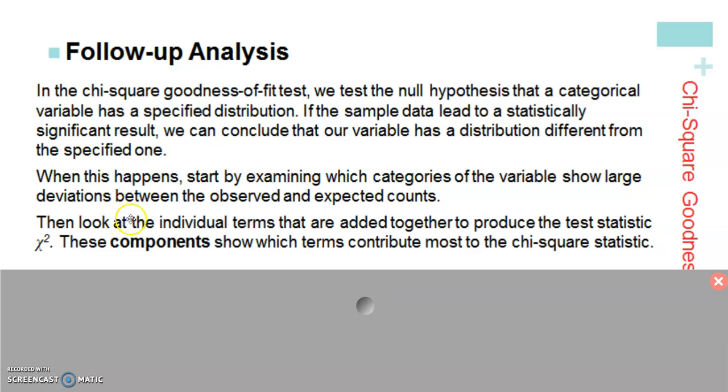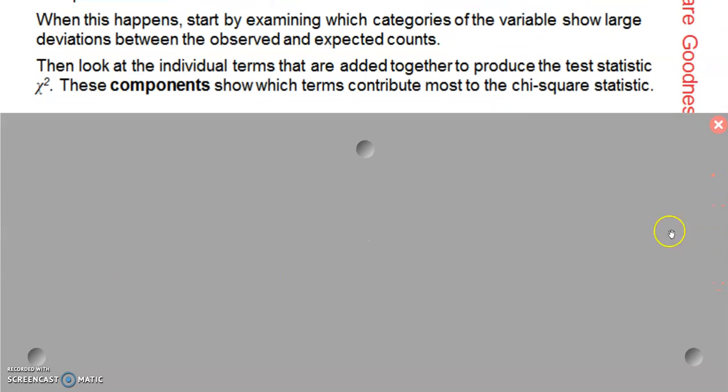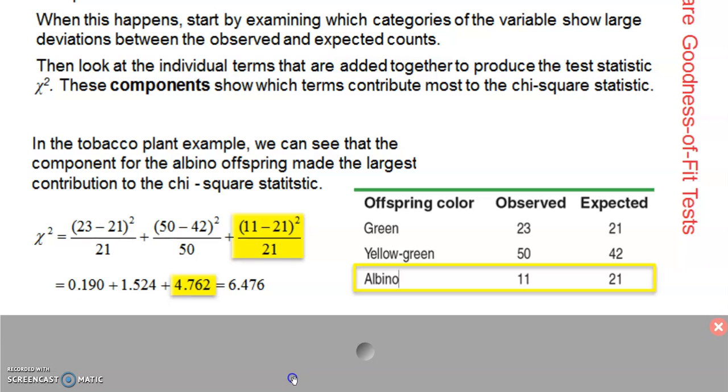And how you do that is you look at the individual terms that are added together to produce the test statistic. These are called the components, okay? So basically, when we did this calculation here, these three numbers were the components that contributed to this chi-squared statistic of 6.476. And you can see that this was the biggest component. That means this is the observation that deviated the most from the expected count, basically, because it contributed the most to the chi-squared statistic.